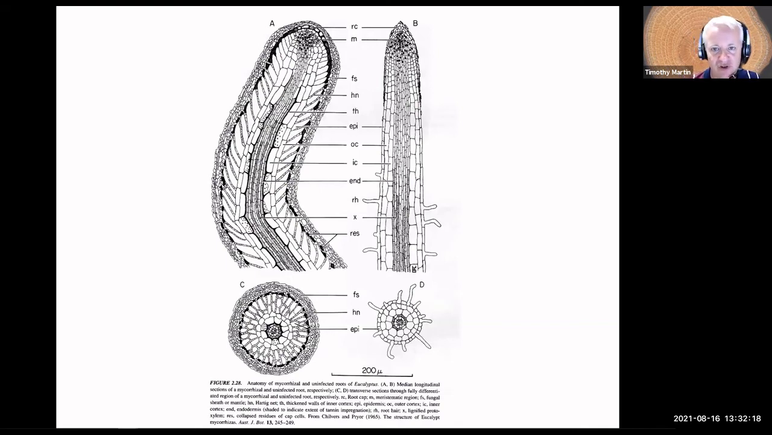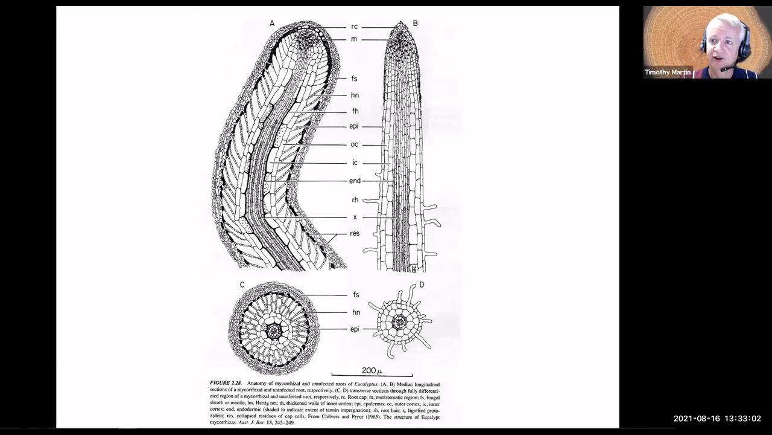This is a good diagram showing the infection of a fine root. So this is an uninfected fine root, and this is a fine root that's been infected with a mycorrhizal hyphae. There are two main types of mycorrhizal infection: ectomycorrhizal and endomycorrhizal. This is an ectomycorrhizal infection, which means that the fungal hyphae do not enter the cells of the host plant. With endomycorrhizal infections, the hyphae do enter the root cells.